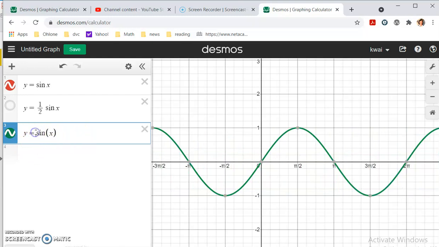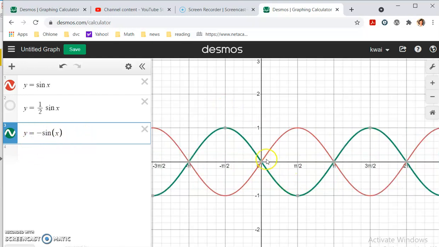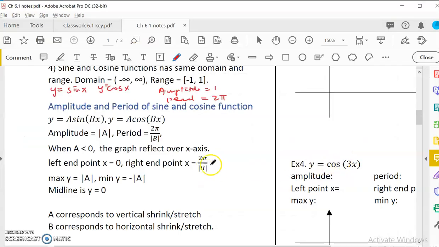But if I do negative, what happens is you see a reflection, right? So it's a reflection over the x-axis. So in one cycle, the left endpoint still starts from 0, but the right endpoint will be 2 pi over b. The maximum would be the absolute value of A. The minimum is negative the absolute value of A, where the midline still stays the same because you don't see them shift up and down.